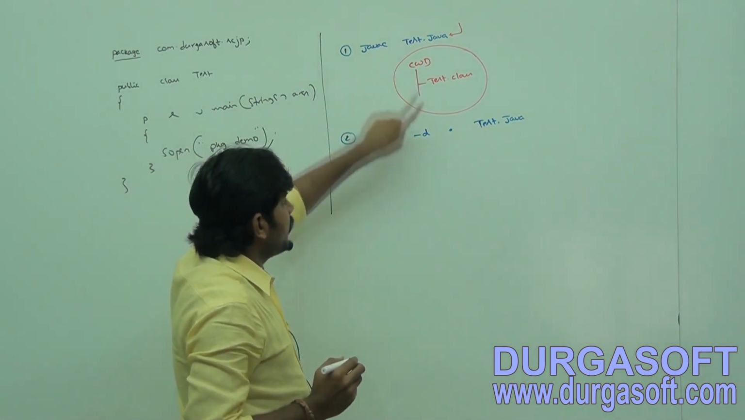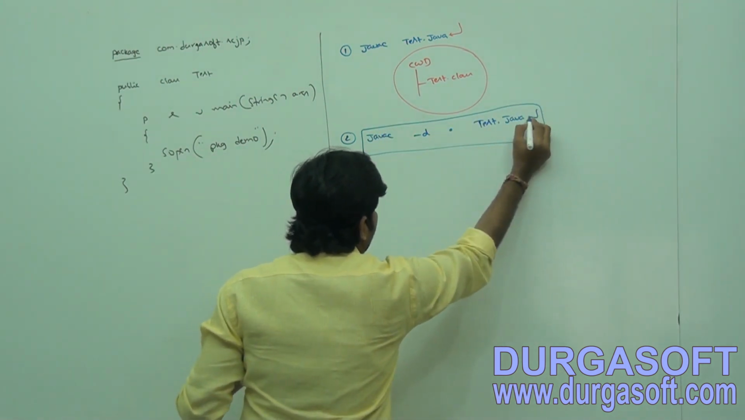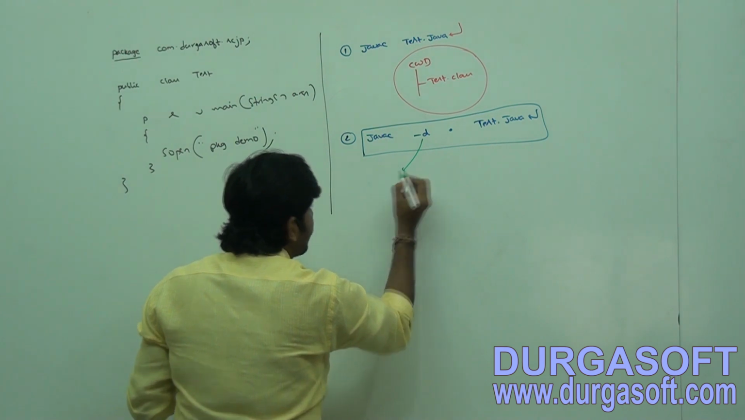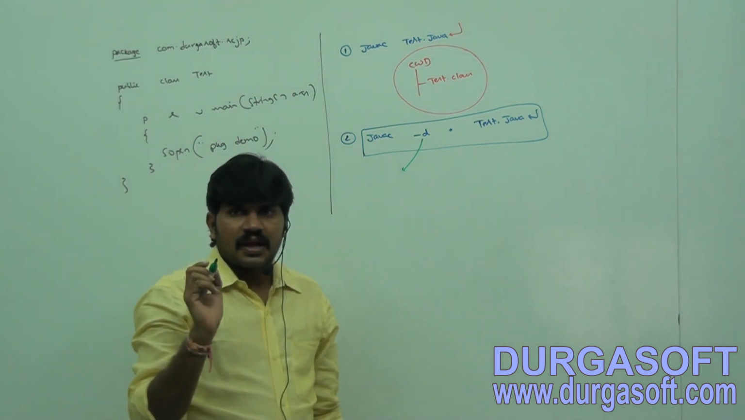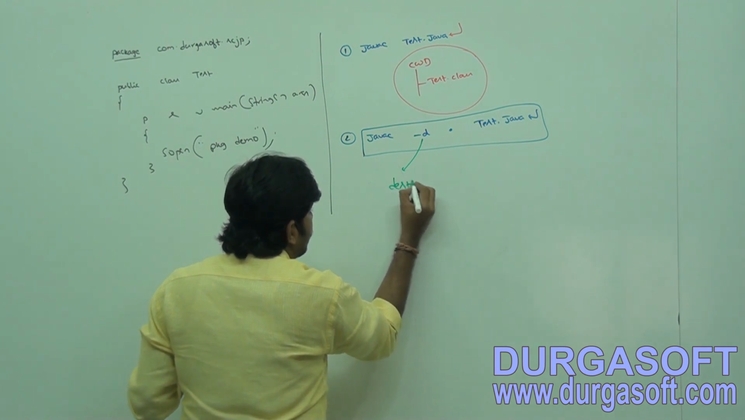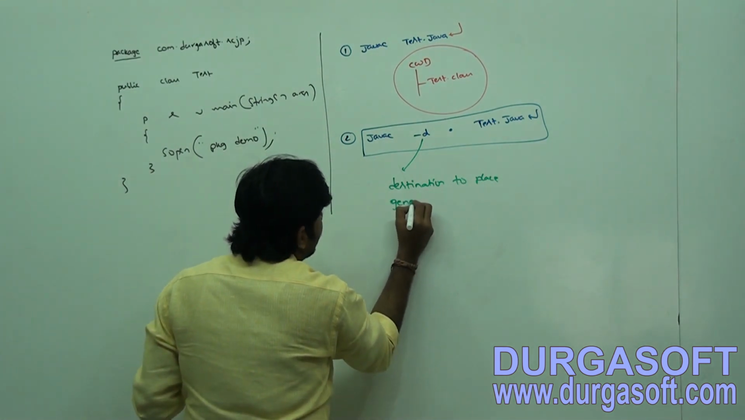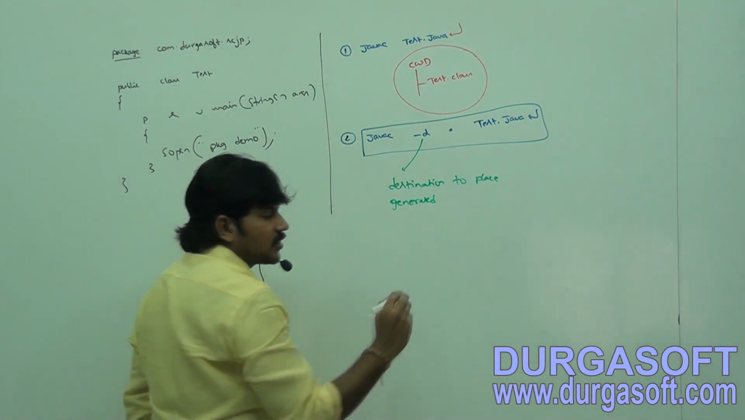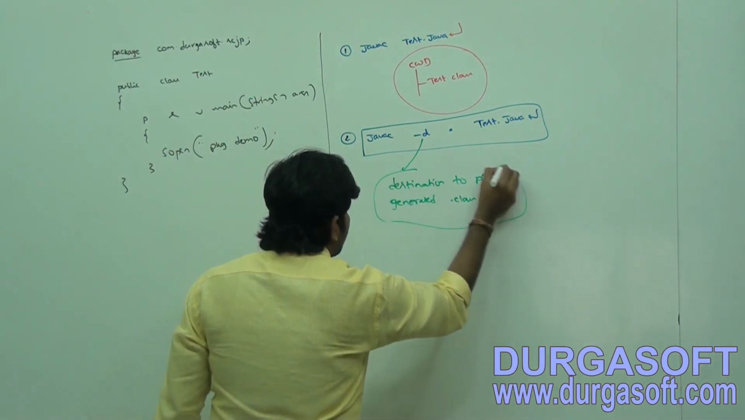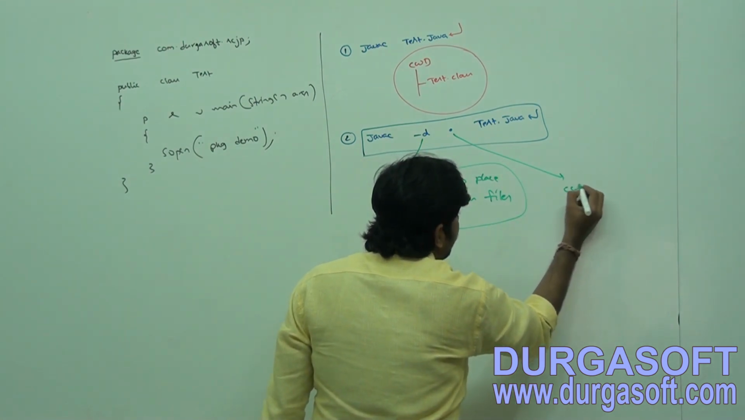What is the difference between this one and this one? Make sure there is a big difference. Javac -d tester.java. Do you know -d? What does it mean? D means destination or directory: the destination to place the generated .class files. And dot means the current working directory.